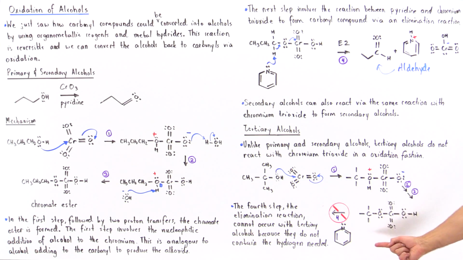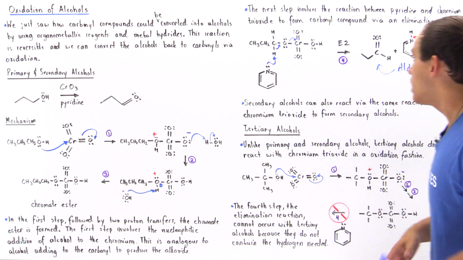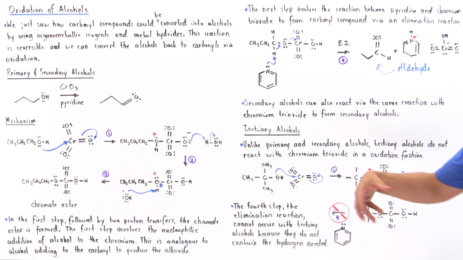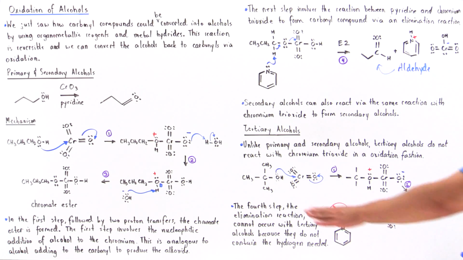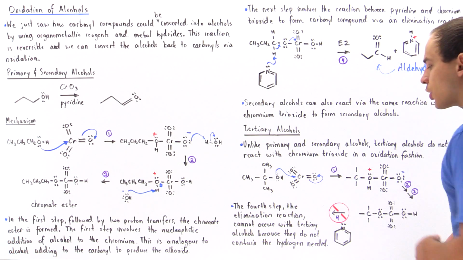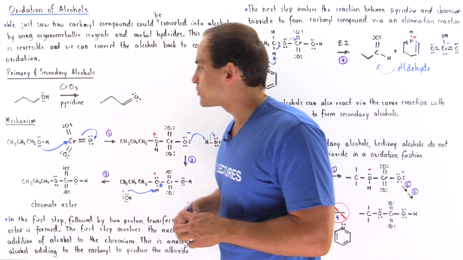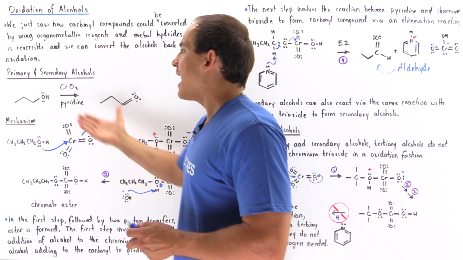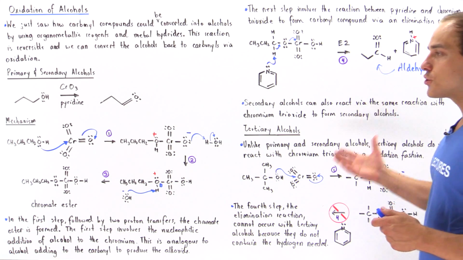Now the problem with this is that this carbon does not have an H atom attached to it. So step number four, the elimination reaction, cannot take place, because we don't have an H atom that can be grabbed by this pyridine. So the fourth step, the elimination reaction, cannot occur with the tertiary alcohol because it does not have the hydrogen atom that is needed for this reaction to take place. So this mechanistic setup using chromium trioxide and pyridine only works as long as our alcohol is a primary or secondary alcohol. It does not work with tertiary alcohols.